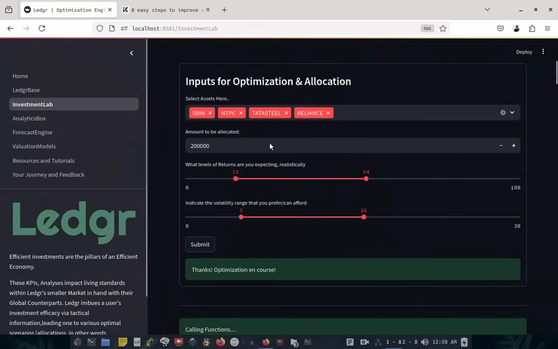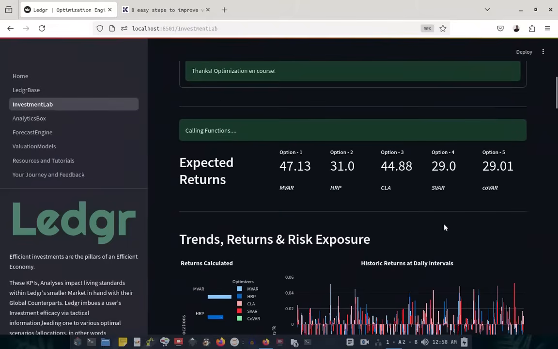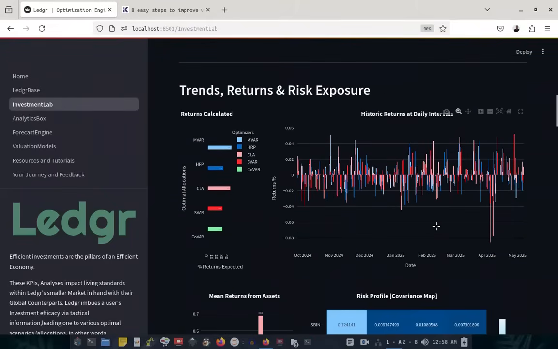So now, if we scroll down a little bit, the first diagram on the left gives you an idea of which algorithm gives you a greater return against the other, aka a comparison between the different algorithms. Now, this is an interactive graph. You can make it full screen.